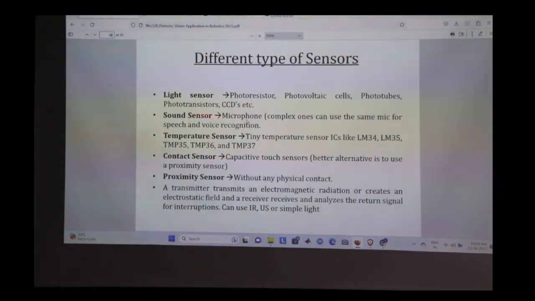humanoids. We have light sensors, it can be photoresistor, photovoltaic cell, phototubes, phototransistors, charge coupled devices, etc. We have sound sensors like microphone. Okay, we have temperature sensors, many different types of temperature sensors are there. We have contact sensors like capacitive touch.